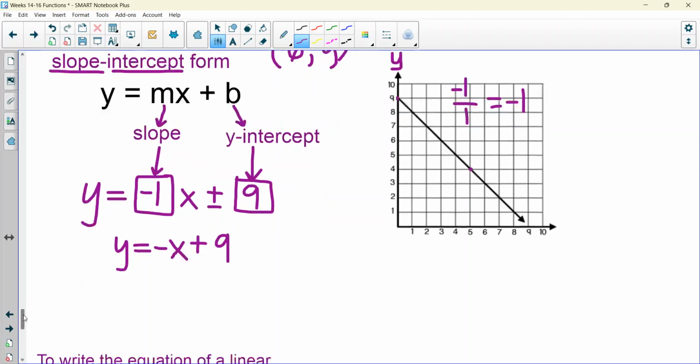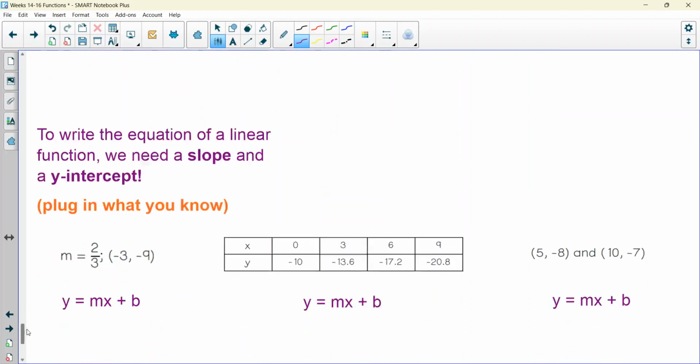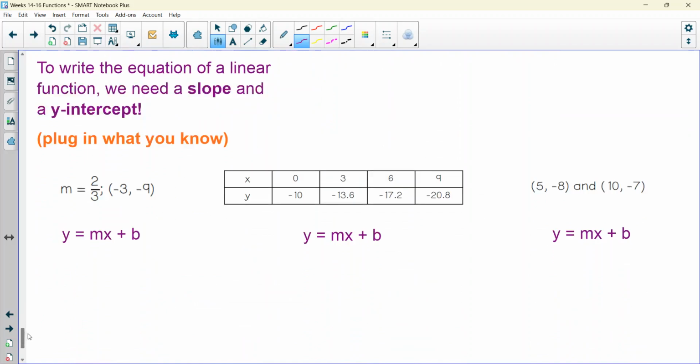But what if we're given different representations? To write that equation, we need the slope and the y-intercept. That's going to be given to us in different ways. The big idea is see if you can find the slope, identify the y-intercept, and then you need to plug in whatever you know into this equation because sometimes you may have to do a little extra solving.